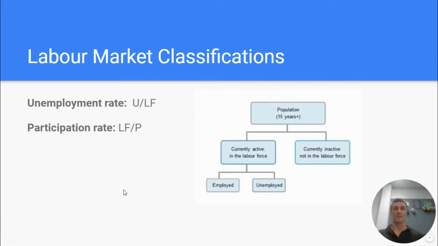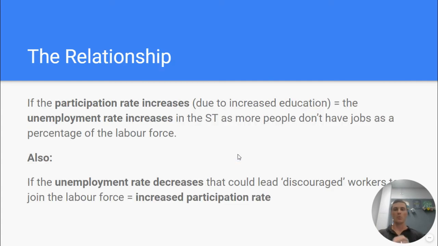Okay, labour market classifications. Let's just recall the unemployment rate is the percentage of the labour force, this group here, who are in this basket here, who don't have a job, currently 4.6%. And the participation rate is the percentage of this working age population who is in the labour force, about 66%. Don't quote me on that. Okay, so a couple of things to remember, the relationship between the two.